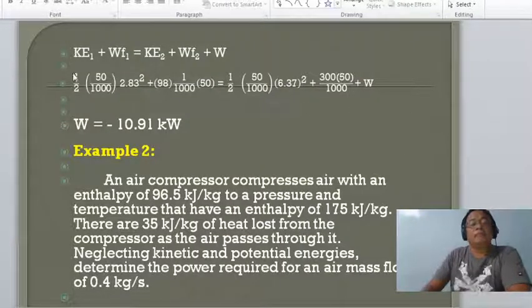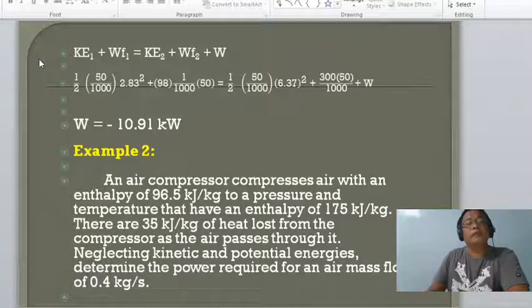So, again, the equation: kinetic energy at 1 plus flow work at 1 is equal to kinetic energy at 2 plus flow work at 2 plus W. Substituting values, kinetic energy at 1 equals 1 half mv squared. Substituting values, the value of W is negative 10.91 kilowatts. Okay? So, I think it is clear.